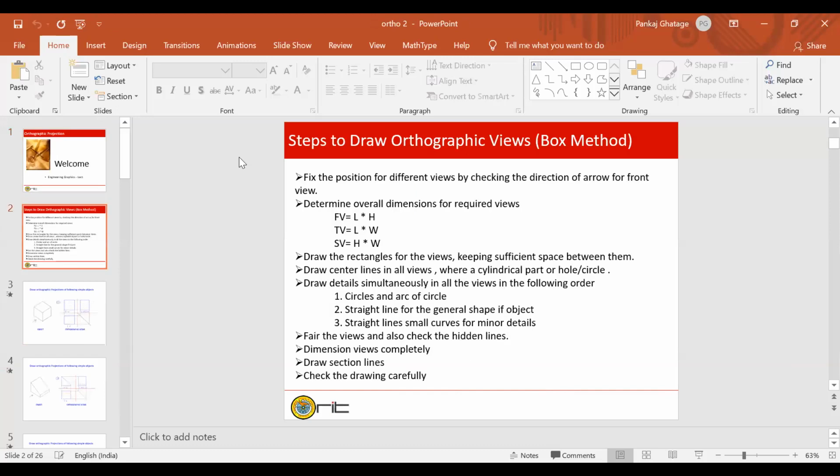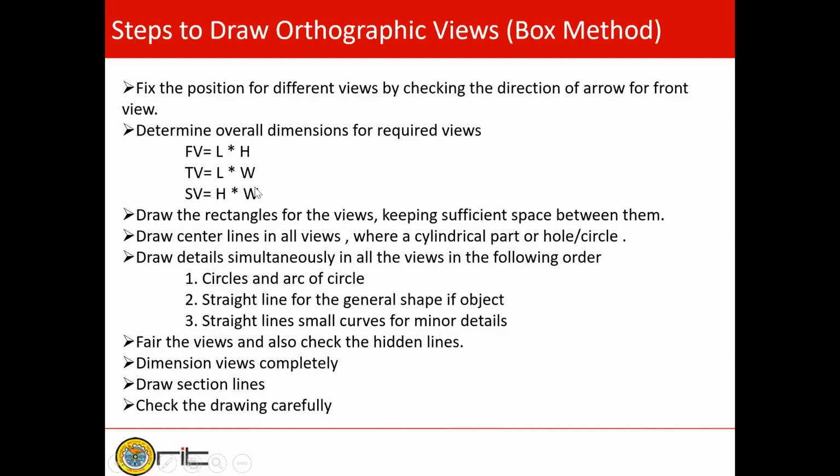Quickly I'll show how to draw this one. In the orthographic projection, basically you have to decide the position first: front view, top view, side view, whether it is the right hand side view or left hand side view. These are some steps to learn the orthographic projection. Then determine the dimensions: what would be the maximum length, maximum width, maximum height. For the front view, you have to consider length and height, for the top view length and width, and for the side view height and width. So these dimensions you have to consider.